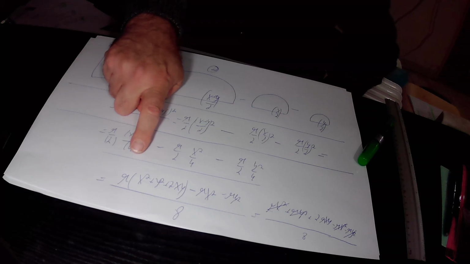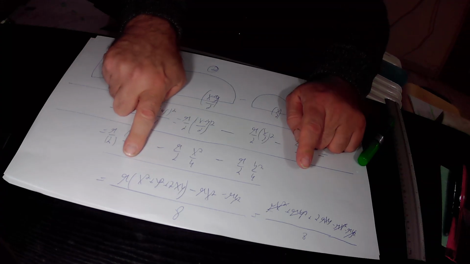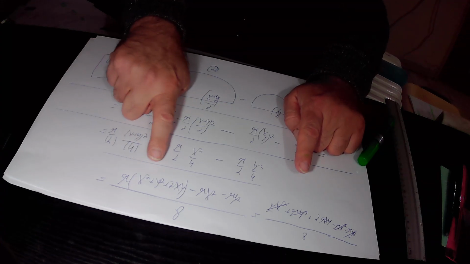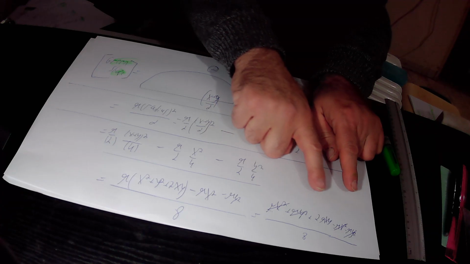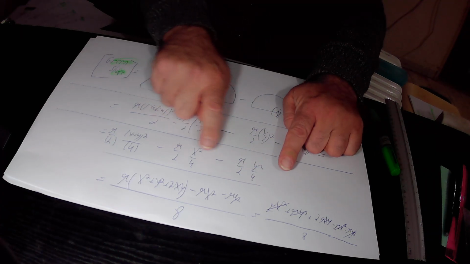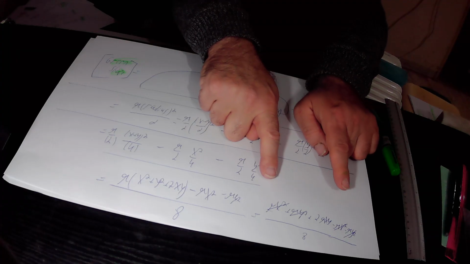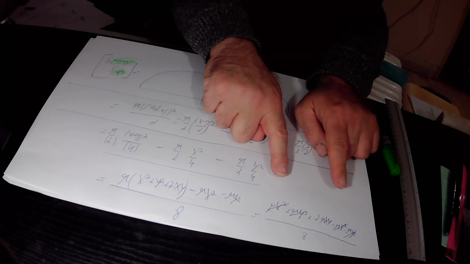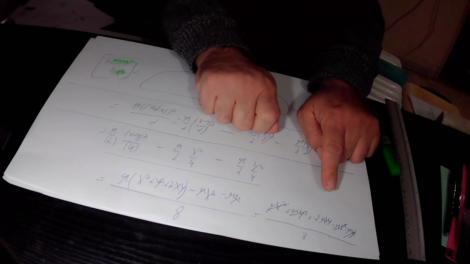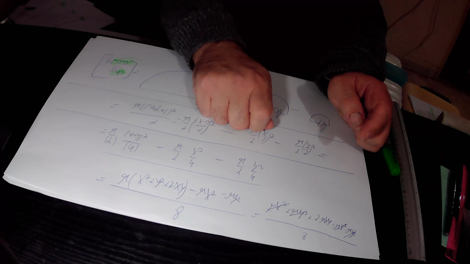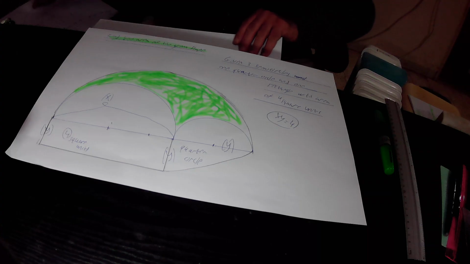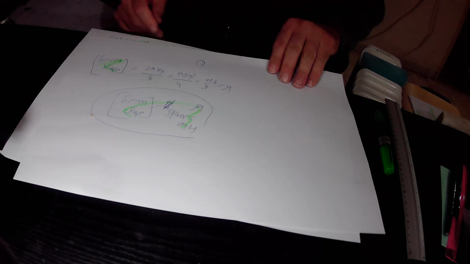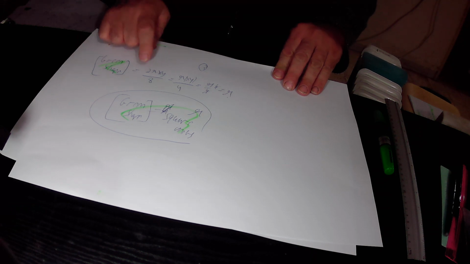Here we open the brackets of this expression. We have pi x squared plus pi y squared plus 2 times pi times x times y, and we also minus pi x squared minus pi y squared. Pi x squared minus pi x squared is 0, and pi y squared minus pi y squared is 0. So we are left only with 2 pi xy over 8 in the numerator.